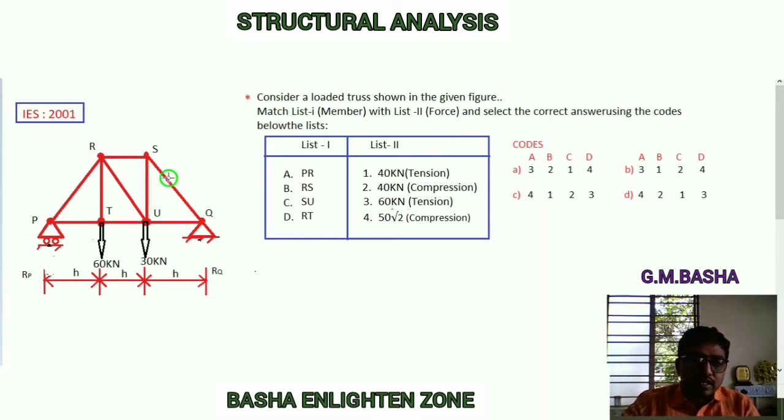See here, this is our figure which was given in previous IS 2001. This is a truss. At end P it will be roller support and at end Q it will be hinge support. So we all know for the roller support there will be one vertical reaction here, and for the hinge support there will be two reactions, one will be horizontal, another will be vertical.